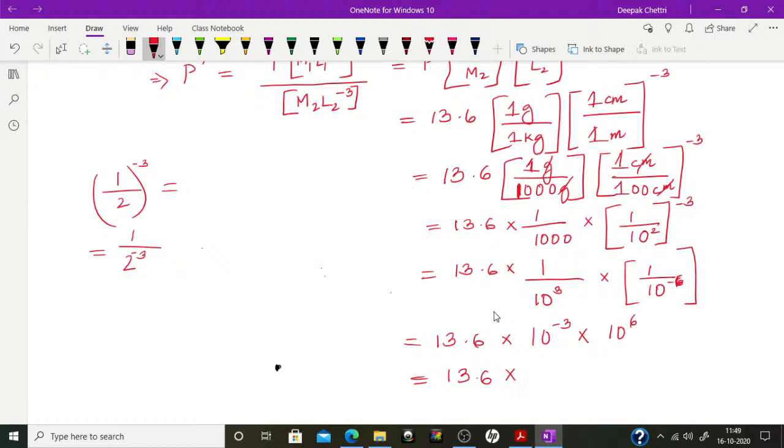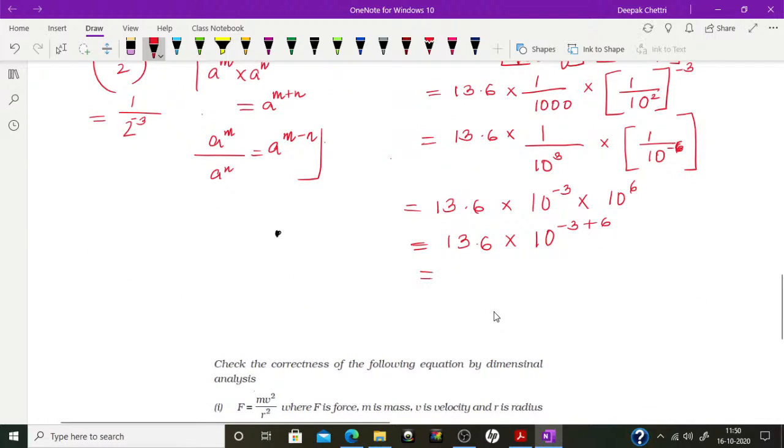13.6. Now look here, same base, right. These have the same base. I hope you know this. A to the power m into a to the power n is equal to what? A to the power, you add the powers, right. In the same way, a to the power m divided by a to the power n will be m minus n. Okay, so I hope you know this. So here, since same base, so minus 3 plus 6. So answer will be 13.6 into 10 to the power 3. Okay, so this is your answer.